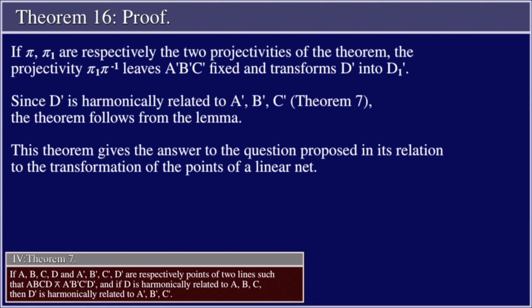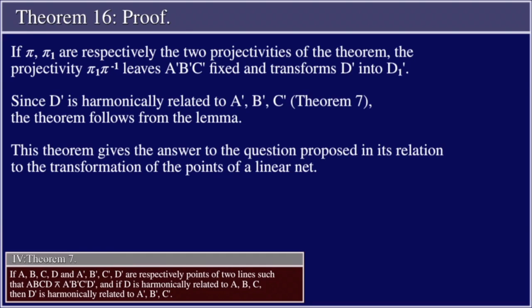Proof: if pi and pi1 are respectively two projectivities of the theorem, the projectivity pi1 pi inverse leaves A', B', C' fixed and transforms D' into D1'. Since D' is harmonically related to A', B', C' by Theorem 7, the theorem follows from the lemma.